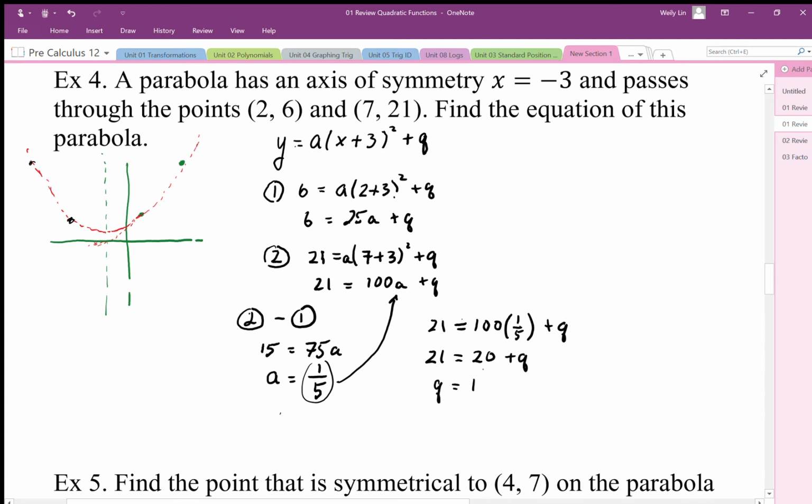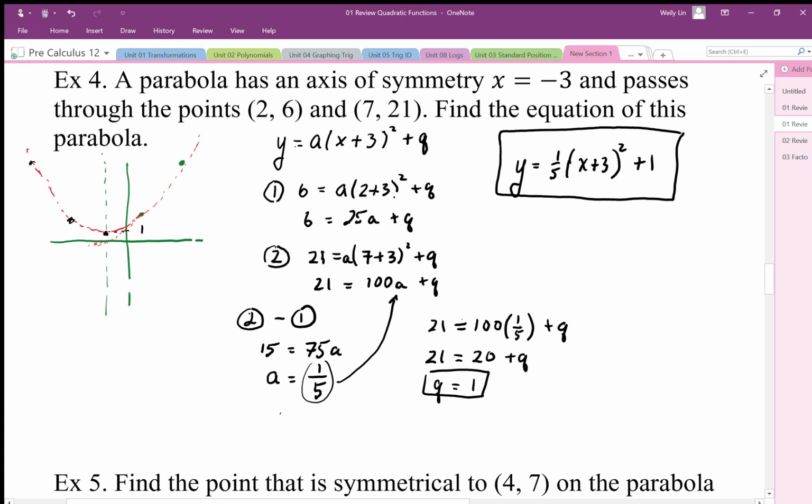So there I have my a and q. I've got my equation of my parabola. So it looks like the q value here is going to be at y equals 1. Okay, that wasn't too far off, was it? So my equation then works out to be y equals 1 over 5 (x minus 3) squared plus 1. Okay, so there's my equation of my parabola.